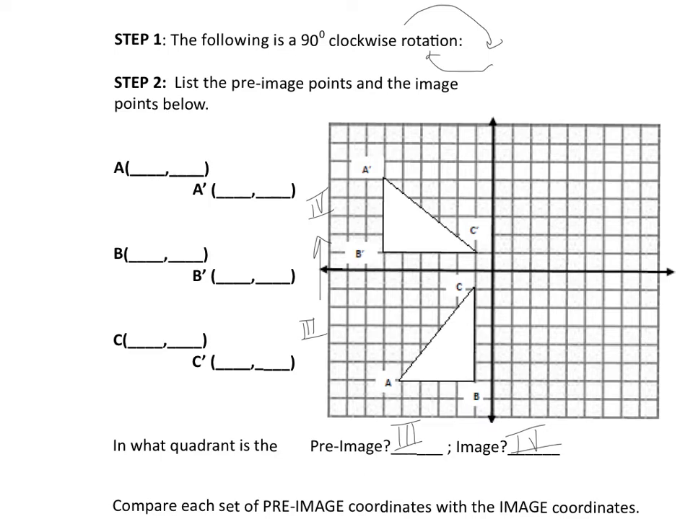So let's go ahead and list our points. Point A happens to be at negative 5, negative 6. We went to the left 5 and we went down 6. A prime is at negative 6, 5. B is at negative 1, negative 6. B prime is at negative 6, 1. We went over 6, up 1. Point C is at negative 1, negative 1. C prime is at negative 1, 1. So we're asked to see, what do we notice is happening with the coordinates?